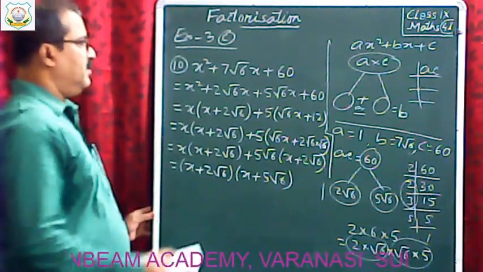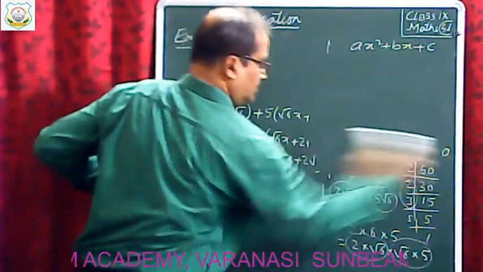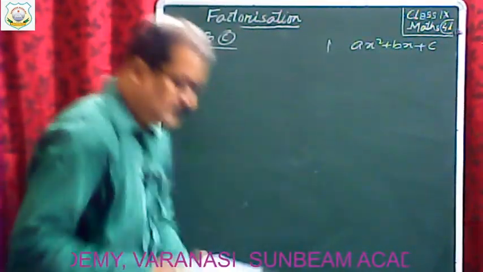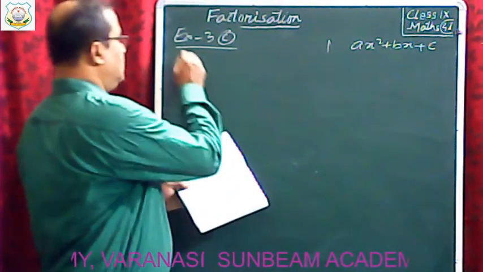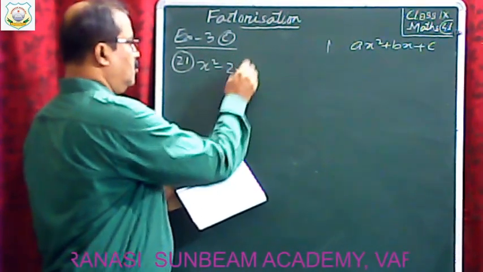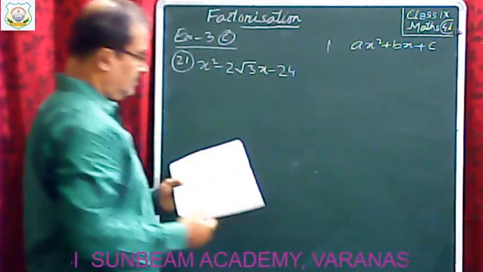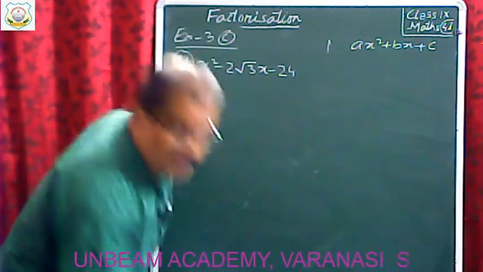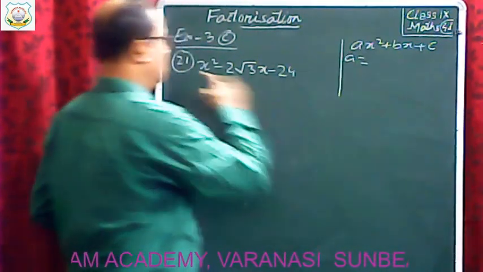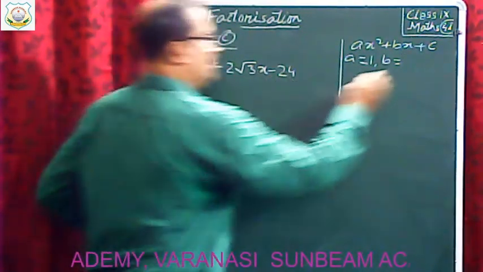Different patterns of quotients are given. Done everybody? Okay. Next, question 21. x square minus 2 root 3 x minus 24. Okay. Same pattern of quotients. So what you have to do, you have to identify A, B, C first. A equal to what? Nothing, means 1. B equal to minus 2 root 3.